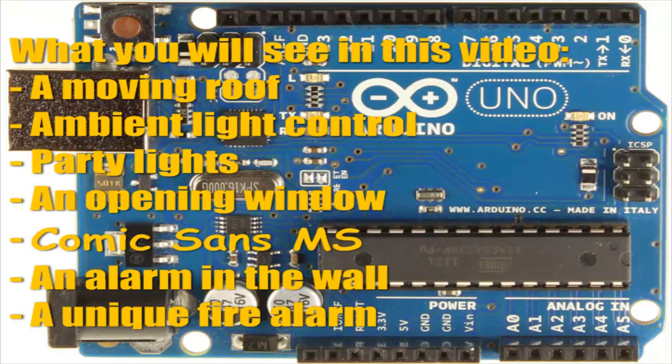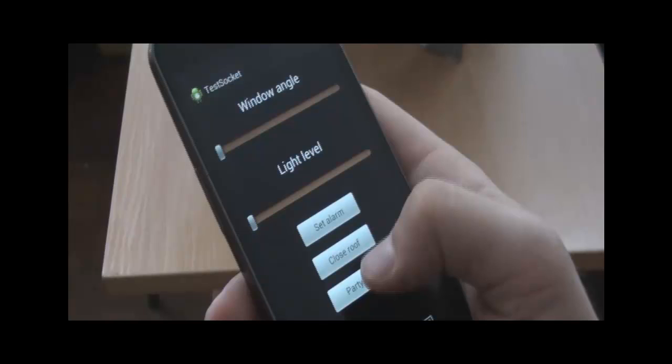What do you see in this video? You see a moving roof, ambient light control, some party lights, an opening window, an alarm in the wall, and a unique fire alarm. And the best thing is that everything in the house is controlled by this Android application we created. The application communicates with the C# server we also wrote, which we run on the computer the Arduino is connected to.